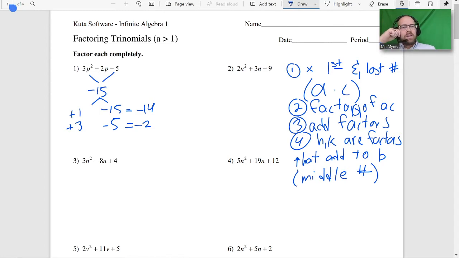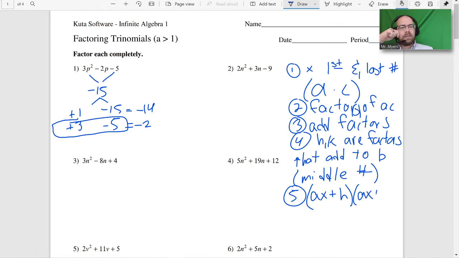Okay? So h and k are the factors that add to b, which is the middle number. They add up to the middle number, which is these two right here. Those two add up to the middle number, so that means those are h and k. And then step 5 is basically this: we do ax plus h and ax plus k.